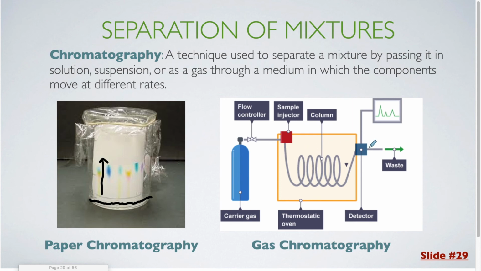Anything that is not attracted to the column or potentially very attracted to the gas is going to push through quickly, and it's going to pop out on the screen first. Anything that is more attracted to the column is going to take longer to get through these tubes, and it's going to come out second, third, or so on. So these are both examples of chromatography.